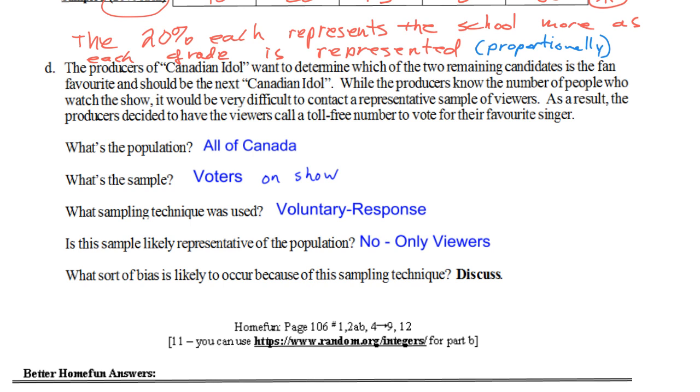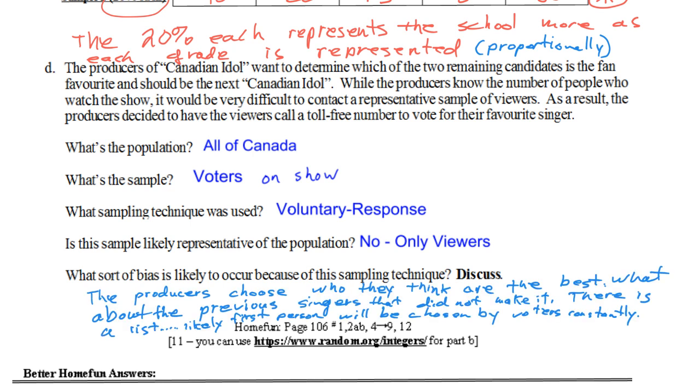So when you think of bias, are we actually imparting our information? So this is the last bit. What sort of bias is likely to occur because of the sampling technique? The type of bias that we have in this case is the following. So for this one, you could think of it as the producers chose who they think are the best. And what about the previous singers? Maybe there were better singers that were kicked off that people wanted on the list.